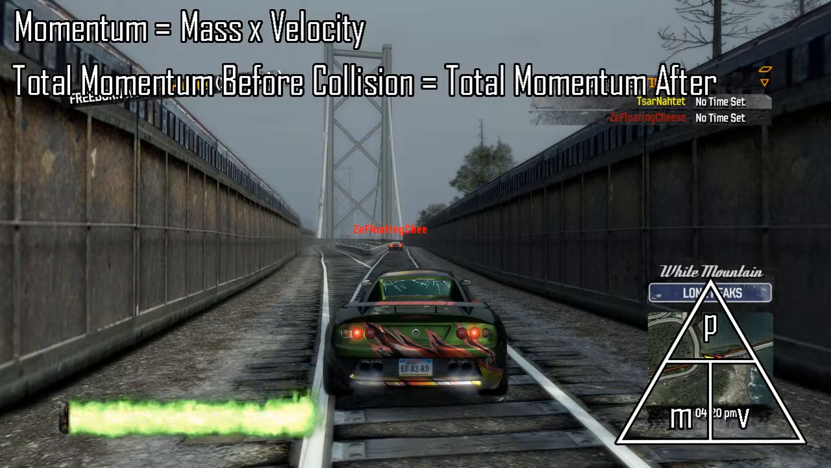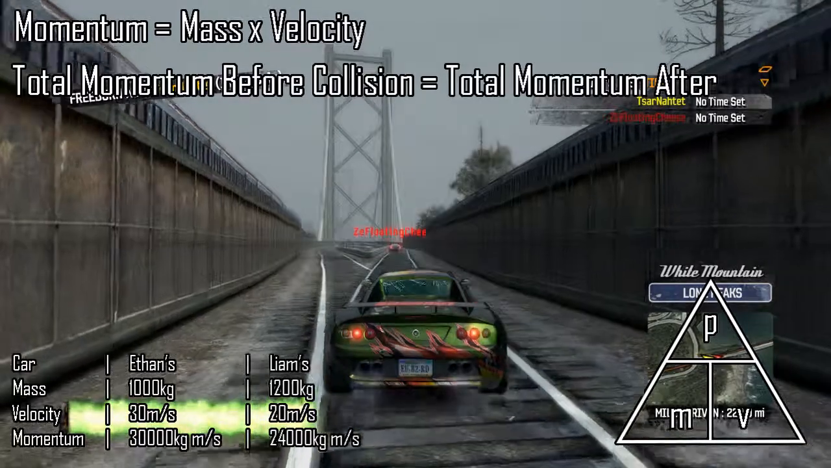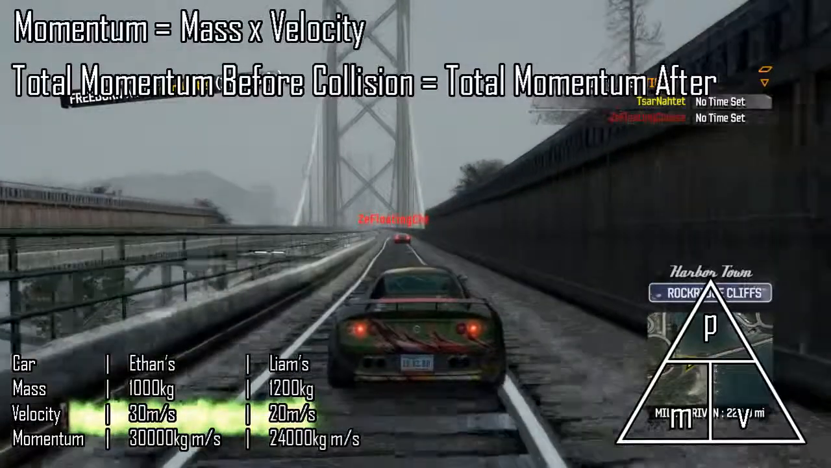Now I will demonstrate a collision where both objects, in this case cars, are moving in the same direction. The total momentum before the collision will equal the total momentum after the collision. The mass of Ethan's car is 1,000 kilograms. The mass of my car, the one in front, is 1,200 kilograms. The velocity of Ethan's car is 30 meters per second, and the velocity of mine is 20 meters per second.